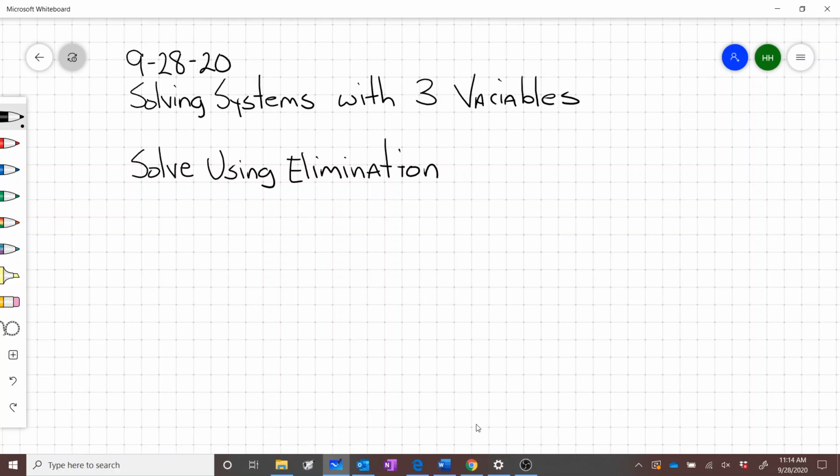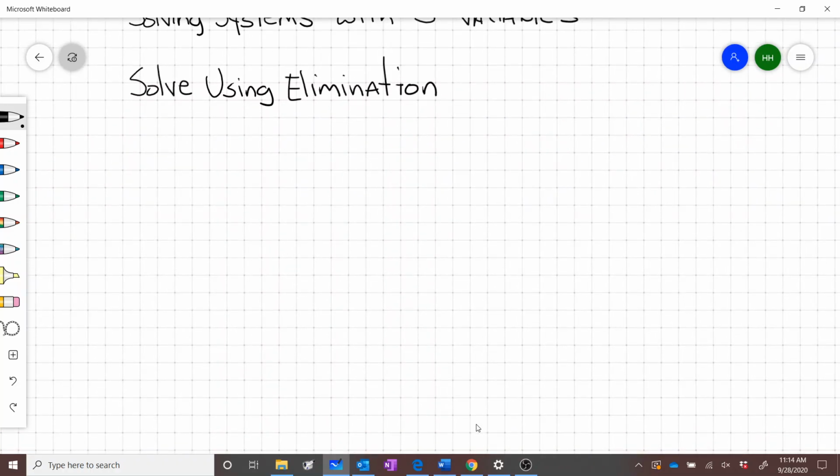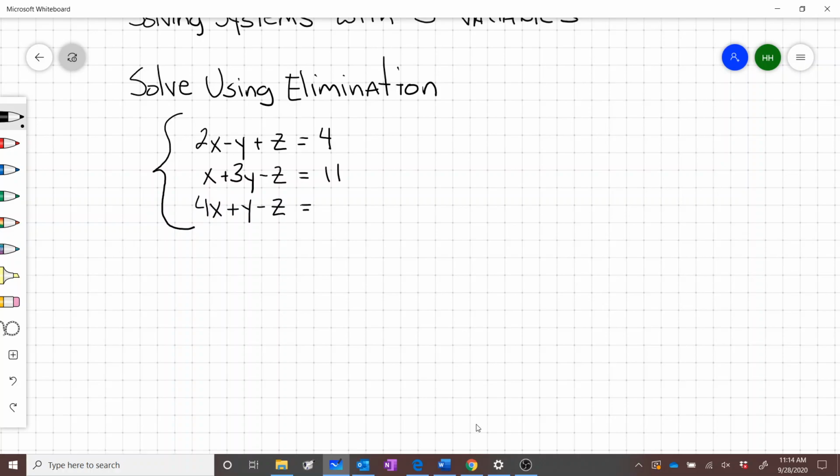Solve using elimination. Alright, so here's our system. We got 2x minus y plus z equals 4. We got x plus 3y minus z equals 11. And then 4x plus y minus z equals 14.